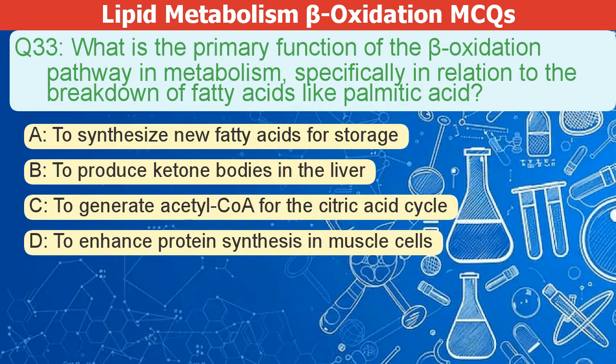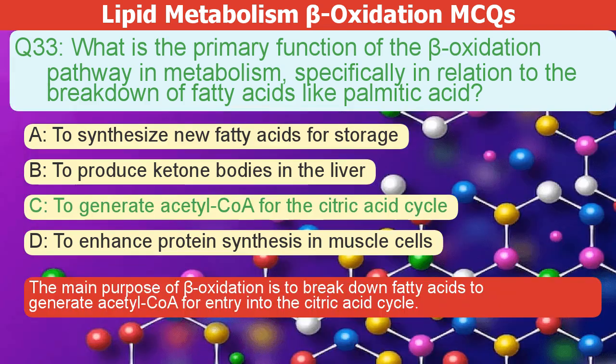What's the main job of beta-oxidation in breaking down fatty acids like palmitic acid? A. To make new fatty acids for storage. B. To produce ketone bodies in the liver. C. To make acetyl-CoA for the citric acid cycle. D. To boost protein synthesis in muscles. The correct answer is C. The main purpose of beta-oxidation is to break down fatty acids to generate acetyl-CoA for entry into the citric acid cycle.